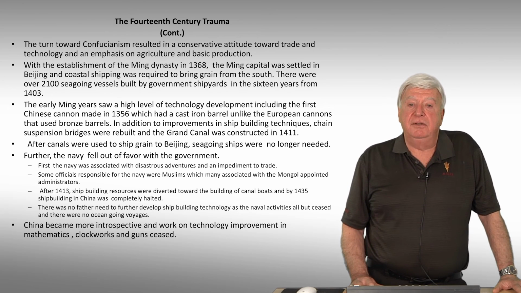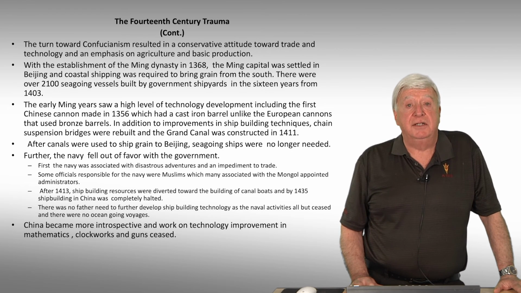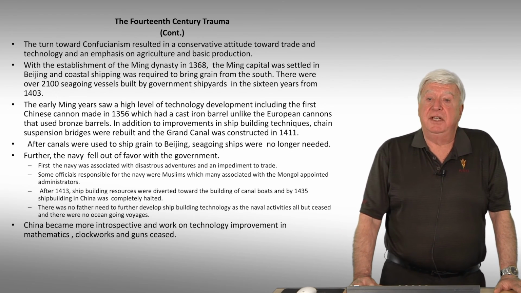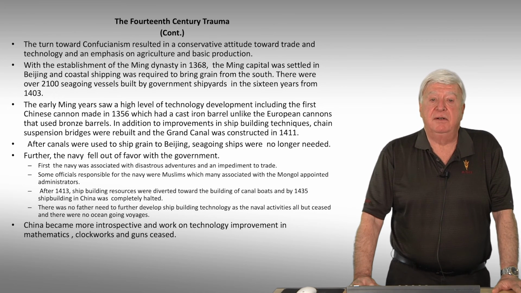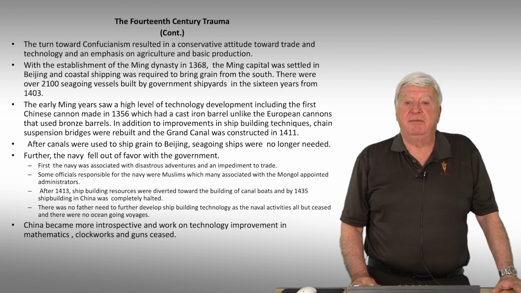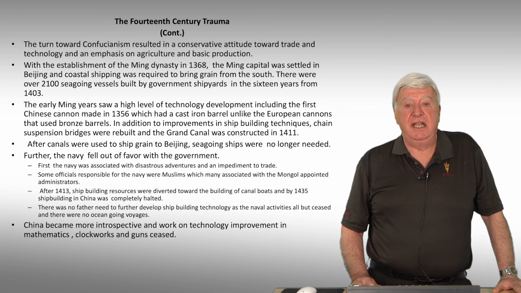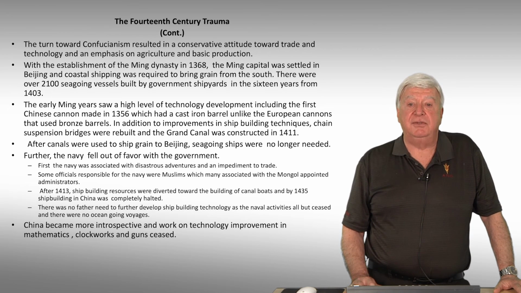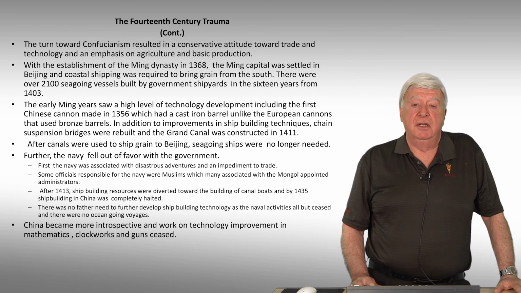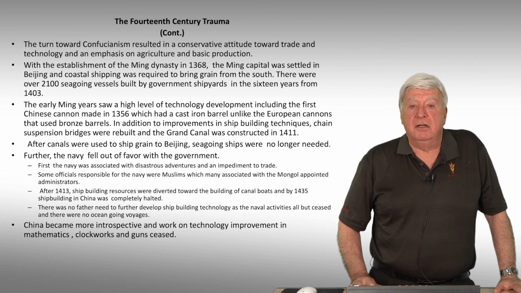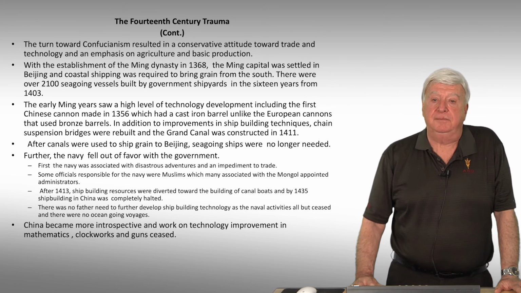After canals were used to ship grain to Beijing, seagoing ships were no longer needed. Further, the Navy fell out of favor with the government. There were several reasons for this. First, the Navy was associated with disastrous adventures and an impediment to trade. Secondly, some officials responsible for the Navy were Muslims, which many associated with the Mongol-appointed administrators.